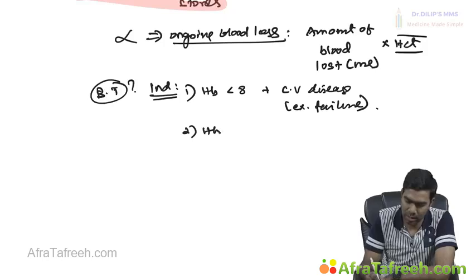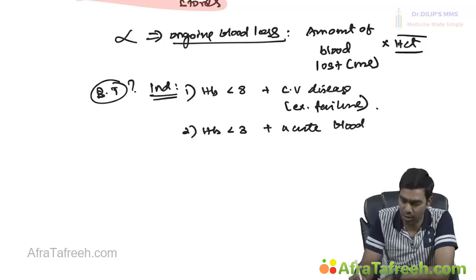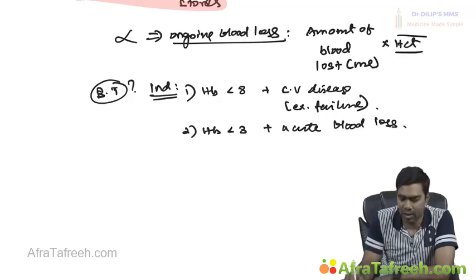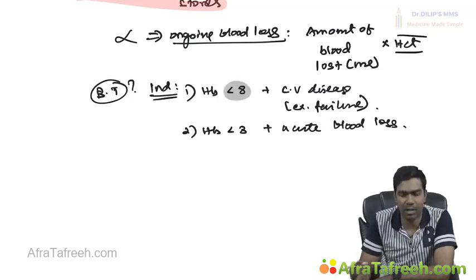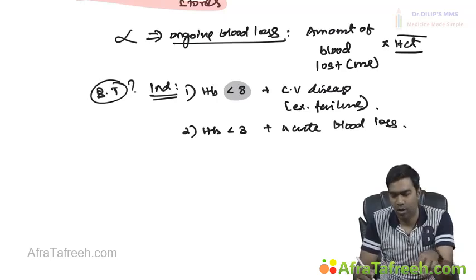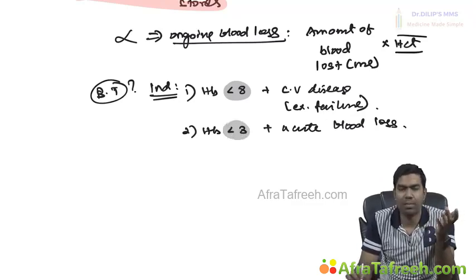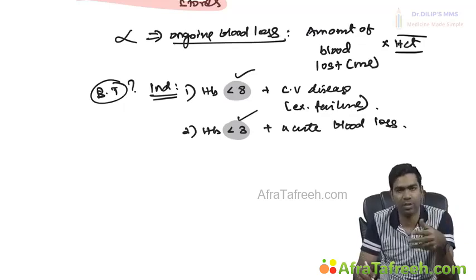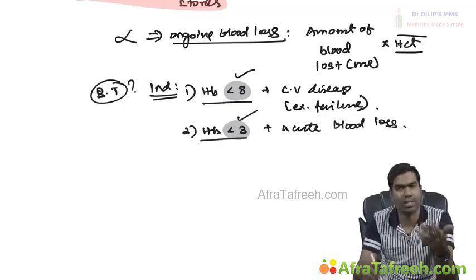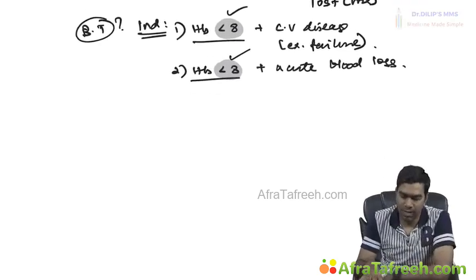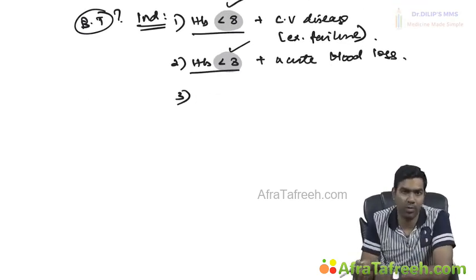Second, hemoglobin less than 8 plus the patient having an acute blood loss, especially in the setting of surgery or trauma. So less than 8 usually, except in pregnant women or children in the age group of 6 months to 5 years, where severe anemia is less than 7. In all the other groups, severe anemia is less than 8. So we can even write it as severe anemia plus CVD, or severe anemia plus acute blood loss.